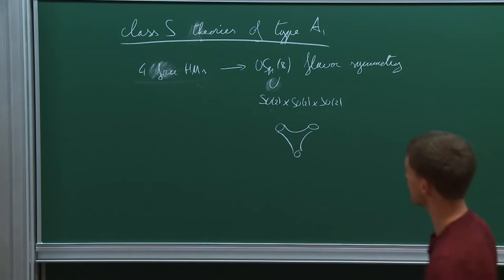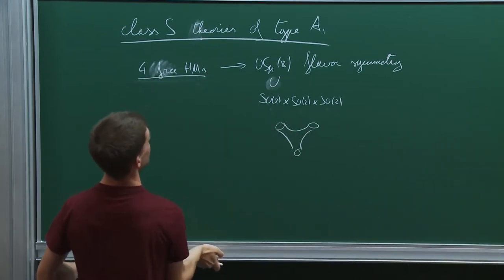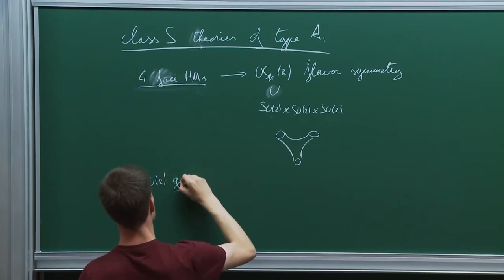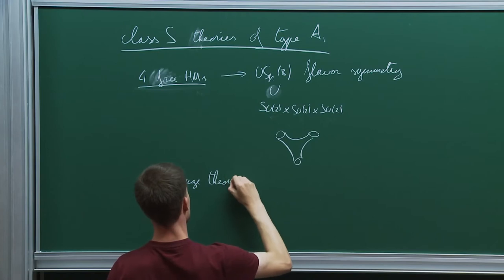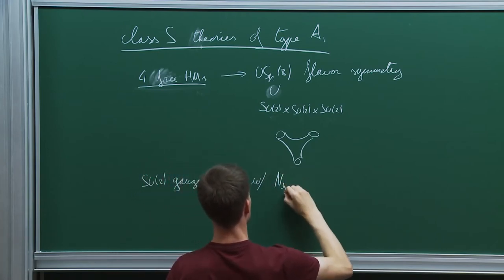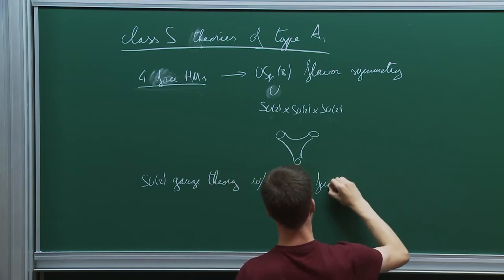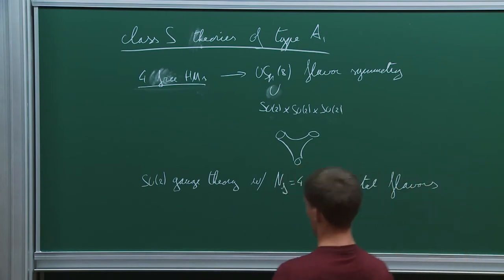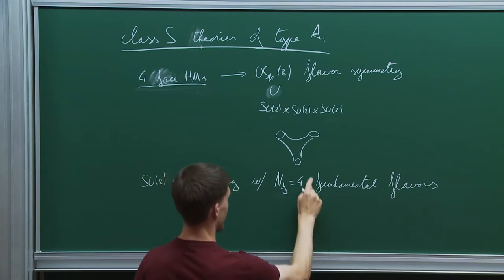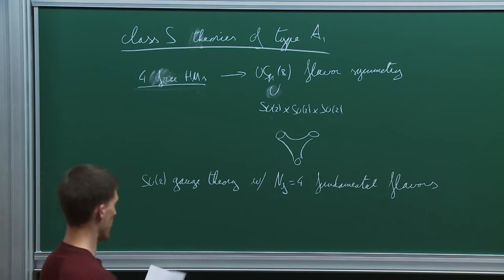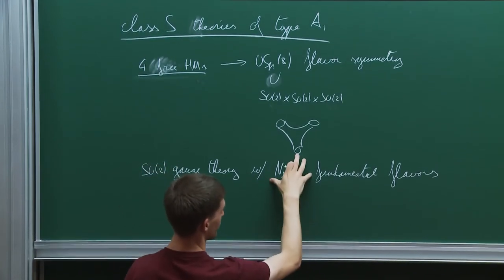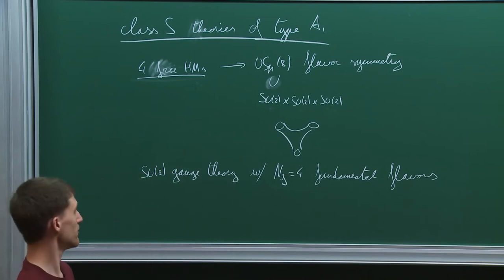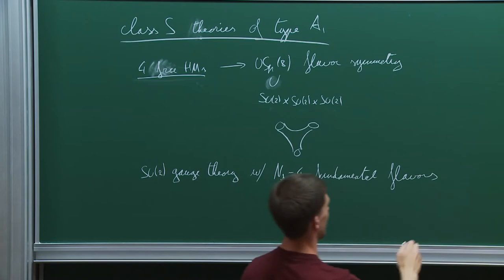And then we started talking about a next example of a theory with an SU(2) gauge group. So we looked at an SU(2) gauge theory with four fundamental flavors. So this was a superconformal field theory precisely because this matter content is such that the beta function vanishes. And we remember that if you have four fundamental hypermultiplets of SU(2), because the fundamental of SU(2) is pseudo-real, this theory will carry an SO(8) flavor symmetry.